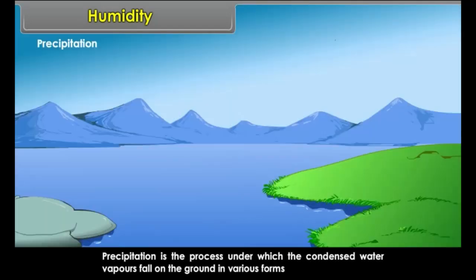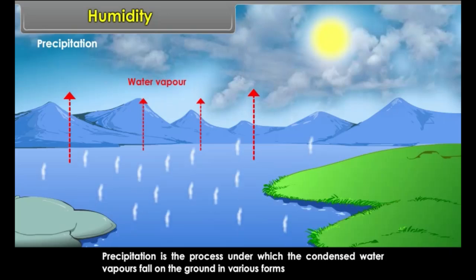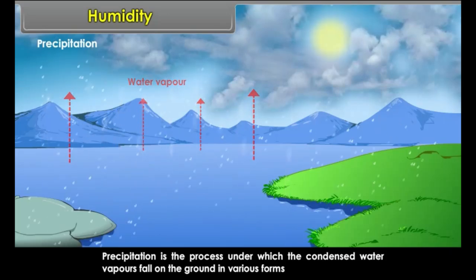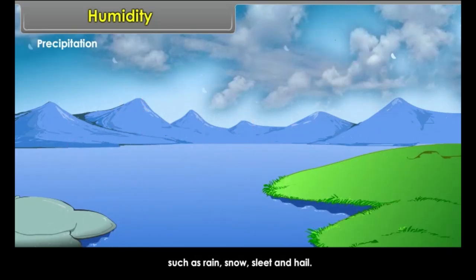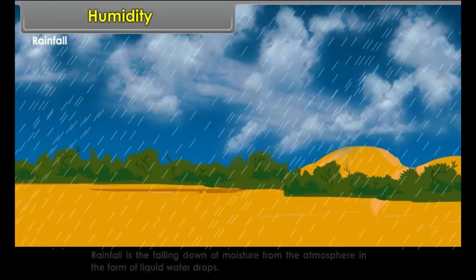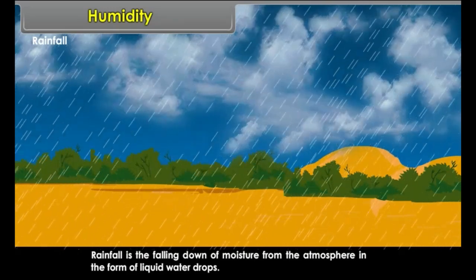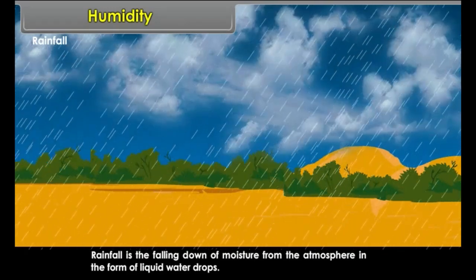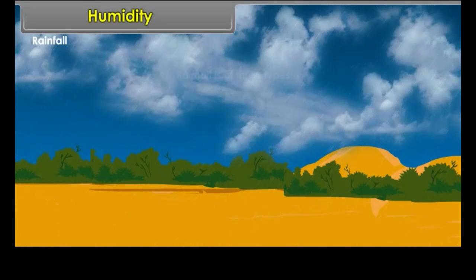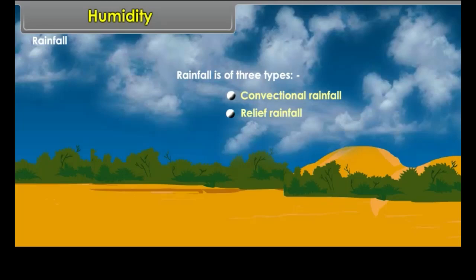Precipitation. Precipitation is the process under which the condensed water vapors fall on the ground in various forms such as rain, snow, sleet, and hail. Rainfall. Rainfall is the falling down of moisture from the atmosphere in the form of liquid water drops. Rainfall is of three types: convectional rainfall, relief rainfall, and cyclonic rainfall.